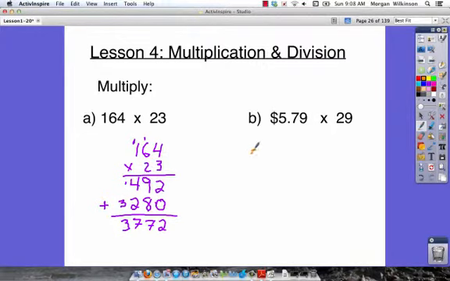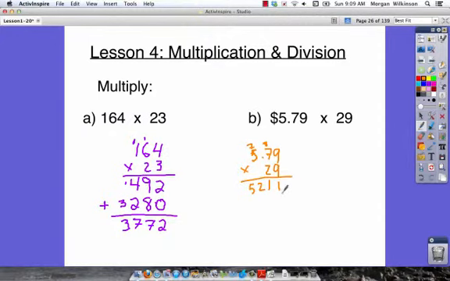Problem B, we've got $5.79 times 29. So we're going to start with 9 times 9. That's going to give us 81. We're going to carry the 8. Now we have 9 times 7, which is 63. And 63 plus 8 is going to give us 71. We carry that 7. And 9 times 5, which is 45. And 45 plus 7 is going to give us 52.